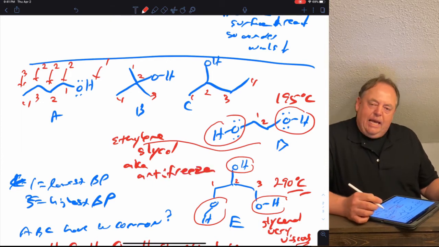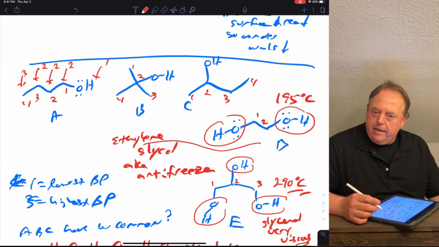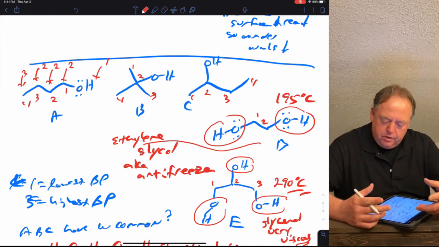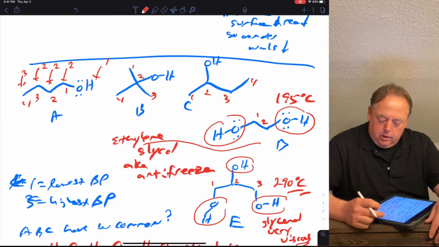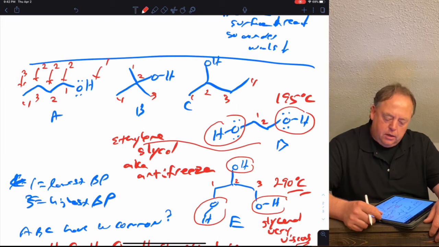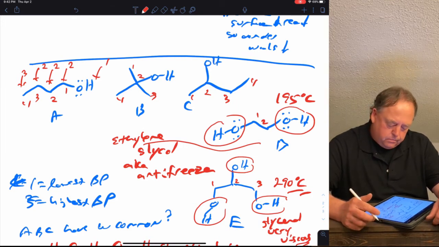Right. Also known as antifreeze. So where do you find antifreeze used? It's in the radiator of your car. What's the purpose of a radiator in your car? It's to help cool the engine. So this molecule can absorb a lot of heat, and it also helps to suppress the freezing point, to keep the water lines in your radiator from freezing over during the winter.